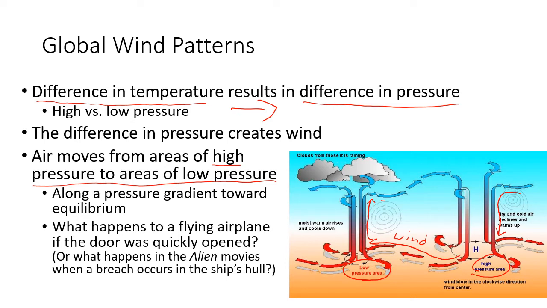If we were to use an example of a pressure gradient and air moving from high to low pressure, what happens when you open an airplane door if it's at altitude? The air pressure inside the plane is relatively high compared to the very low pressure that is outside, and everything that is inside of that plane gets sucked out. It moves from an area of high down to an area of low.